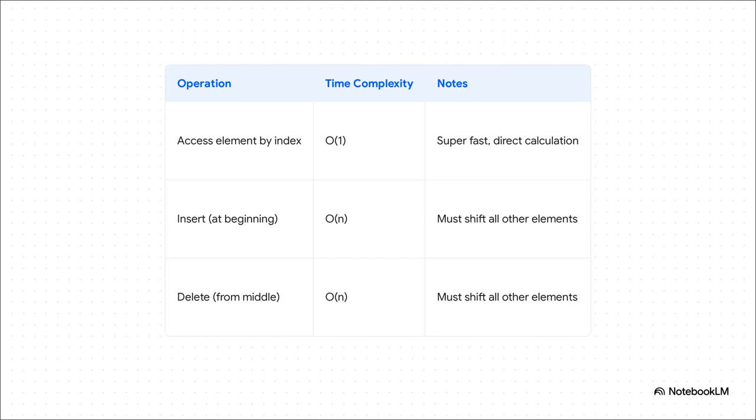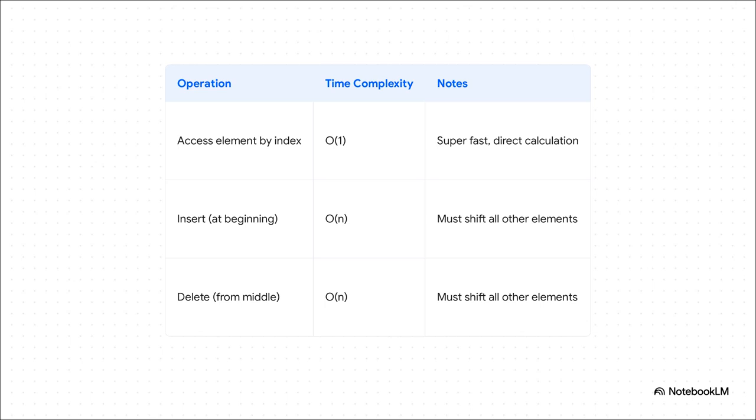Okay, but here's the catch. This is where we see the big trade-off. See that O of 1 for access? That's just a fancy way of saying it's constant time, which means it's always super fast no matter how big the array gets. But look at insertion. It says O of n. That n means the time it takes is directly related to the number of items. The more stuff you have, the slower it gets.